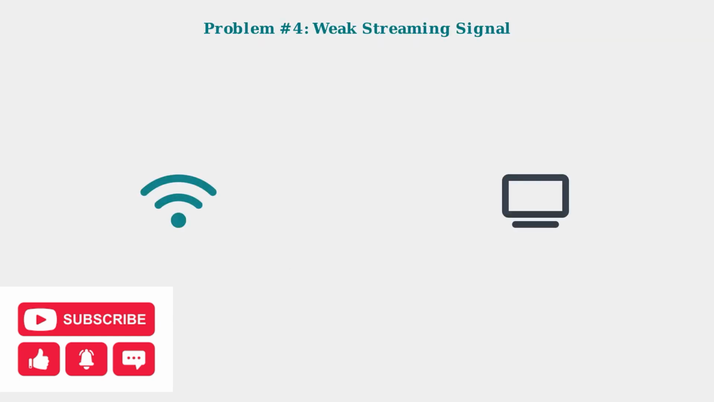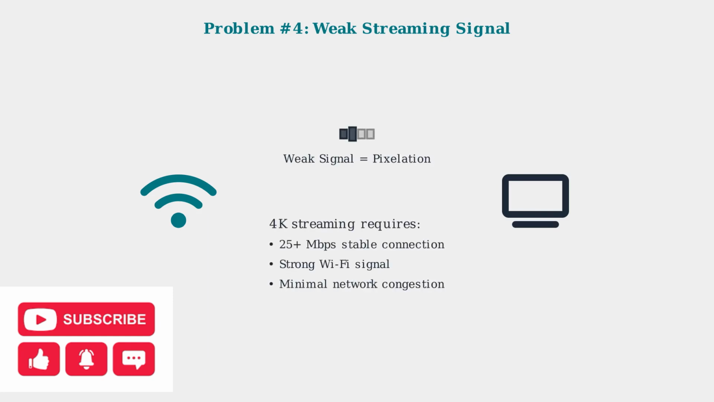Finally, streaming quality depends heavily on your internet connection. 4K content requires a stable connection of at least 25 megabits per second. Weak Wi-Fi signals cause the streaming service to automatically reduce quality to prevent buffering, resulting in pixelation and blur.